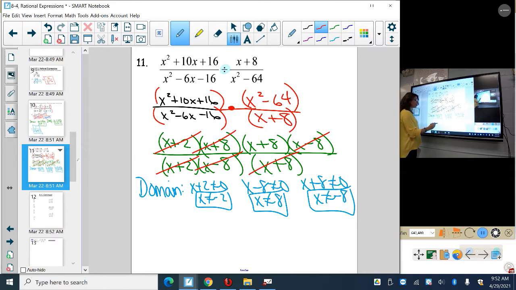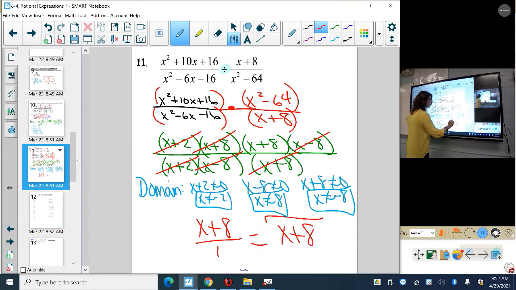What remains in the numerator is x plus 8, and what remains in the denominator is nothing, so that is understood to be a 1. So my answer is simply x plus 8. And you are done. Okay?